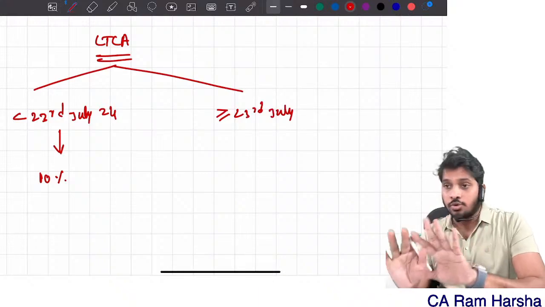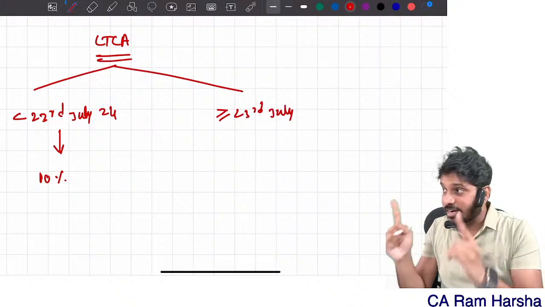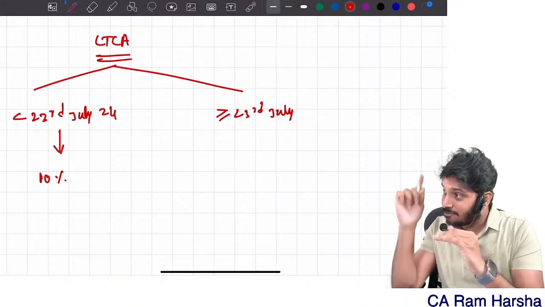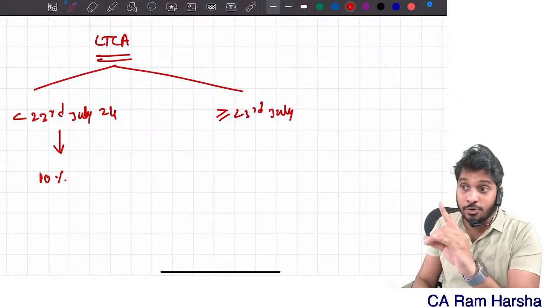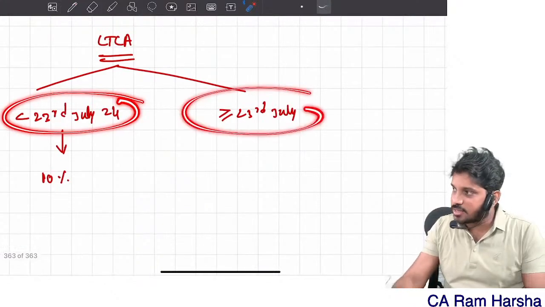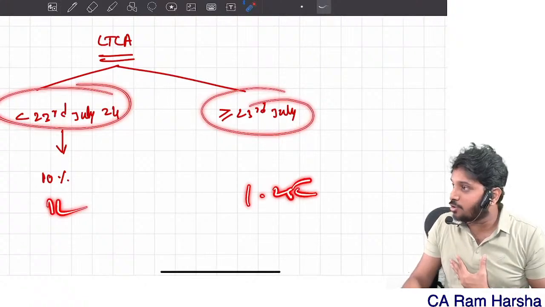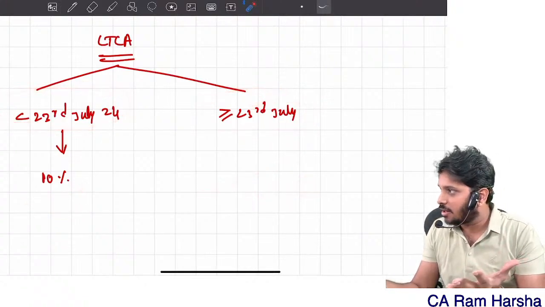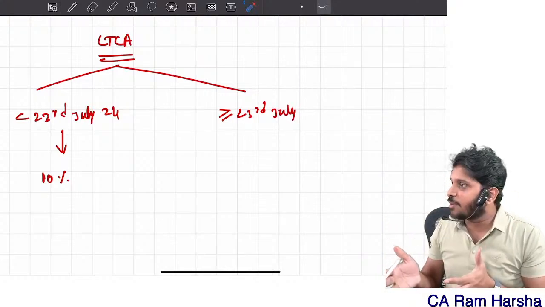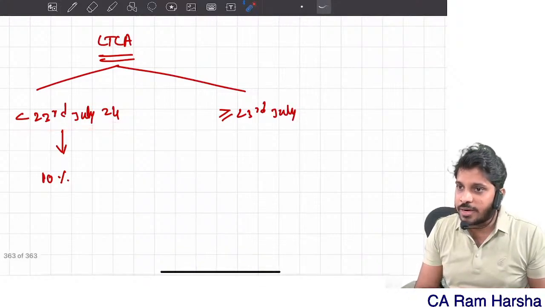Exceeding 1 lakh? No, it's not 1 lakh, it's 1.25 lakh for financial year 24-25. Up to how much of 112A gain is exempted when computing tax? 1.25 lakh is exempted, whether you transferred before 23rd or after 23rd doesn't matter. Many students think there is a 1 lakh limit before 23rd and 1.25 lakh after 23rd. This is not a separate limit. For the full year put together, there is only a 1.25 lakh limit. Are you getting it? Sir, I sold before 23rd July.